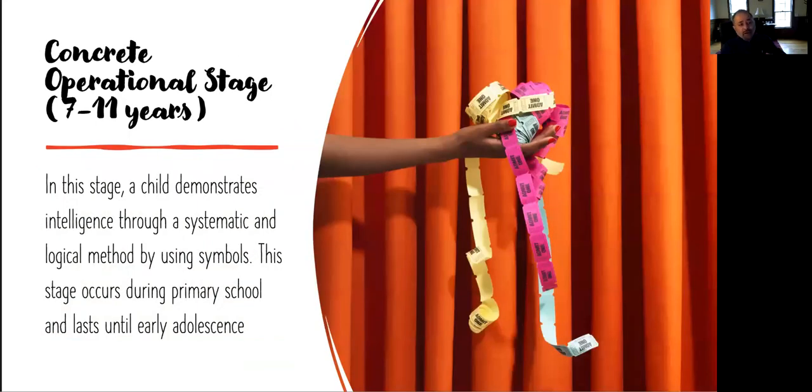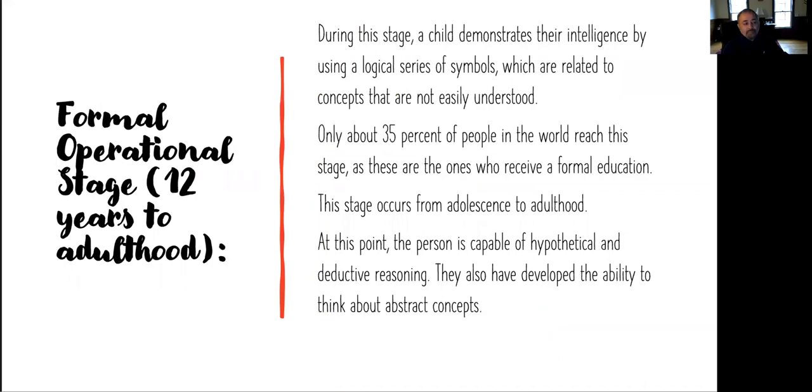Then he talks about the concrete operational stage, which is age 7 years to 11 years. In this stage, he says that a child demonstrates intelligence through a systematic and logical method by using symbols. This stage occurs during primary school and lasts until adolescence, early adolescence age.